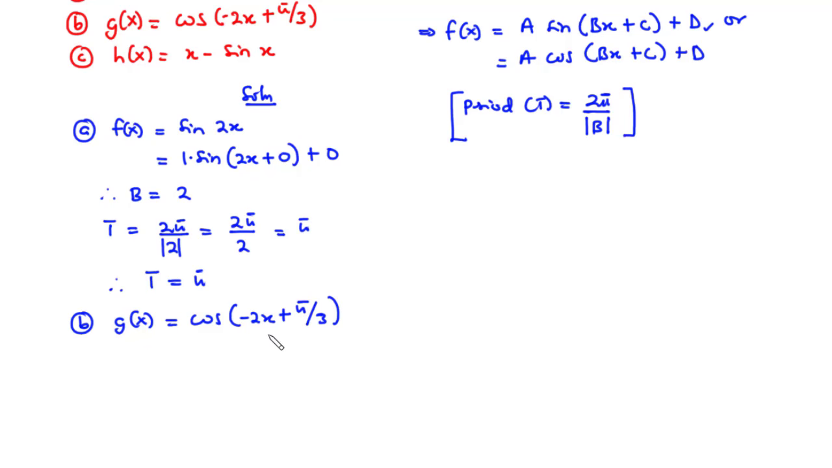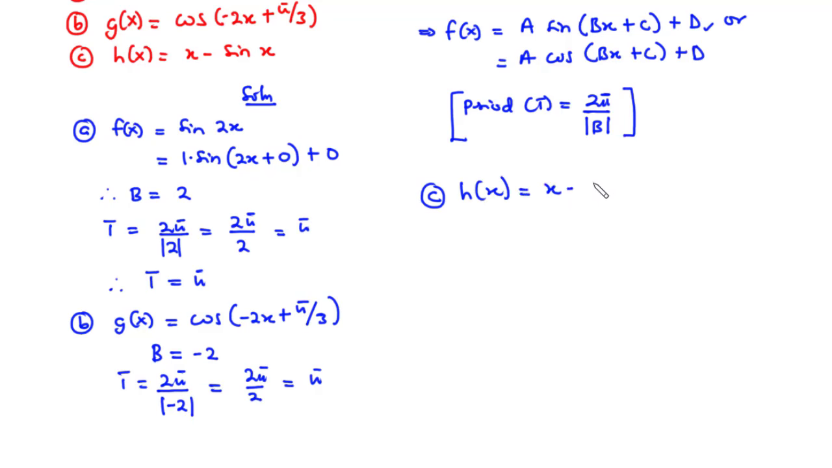Now from observation, you also realize that the value of b in this signal or in this function is negative 2. That is the coefficient of x here. So that is negative 2. And then the period is equal to 2 pi divided by absolute value of negative 2. That is equal to 2 pi over 2. 2 cancels out 2. And the period is pi. Now to c, we have h of x equals x minus sine x. Now this is not a periodic function.